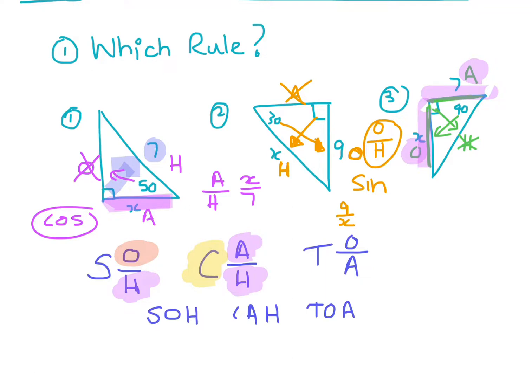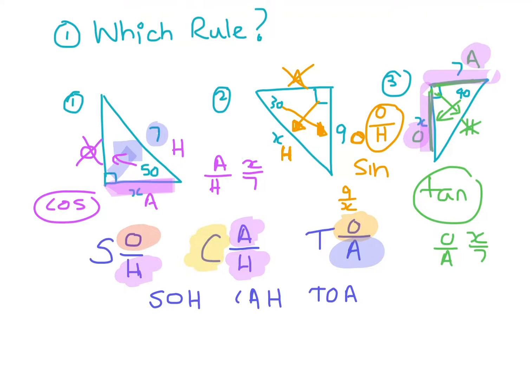So we're given the opposite and we are given the adjacent. So that means that this particular one would be tan. And the order that it would come in, opposite and adjacent, would be x over 7. Be good now to go and do some questions just on working out which rule.